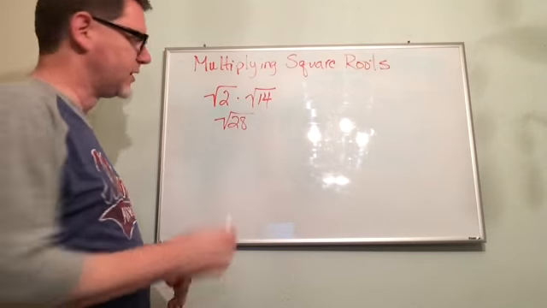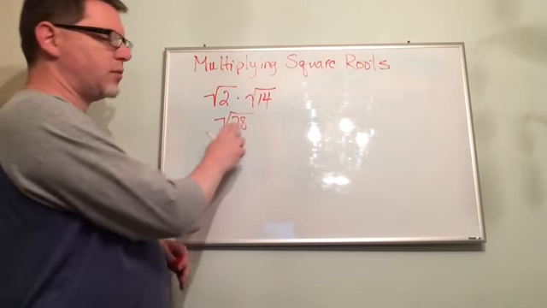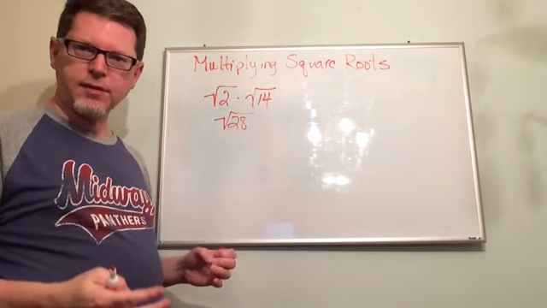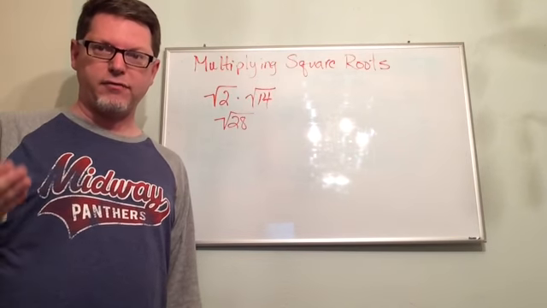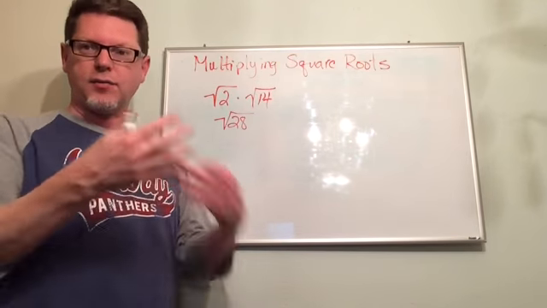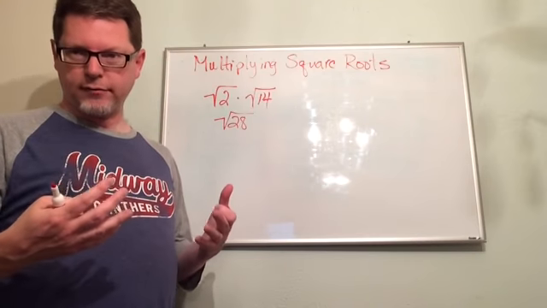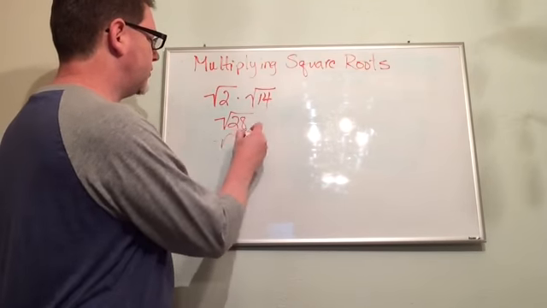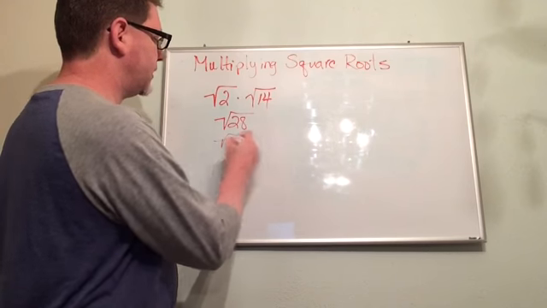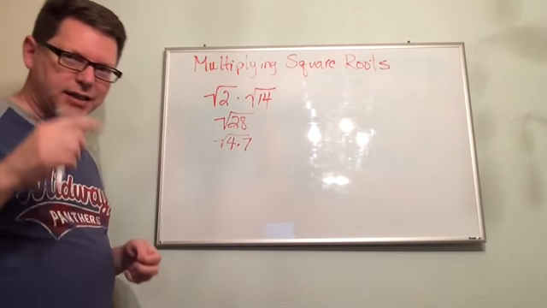Because as long as they're both under the radical, I can just multiply them and they stay under the radical. So now I've got the square root of 28, and I have to think to myself, are there any perfect square factors of 28 that I could pull out of this problem? And actually there are, because the square root of 28 is the same thing as the square root of 4 times 7.